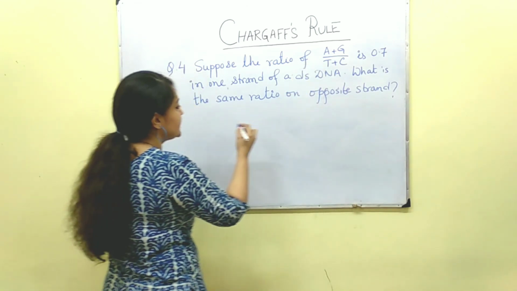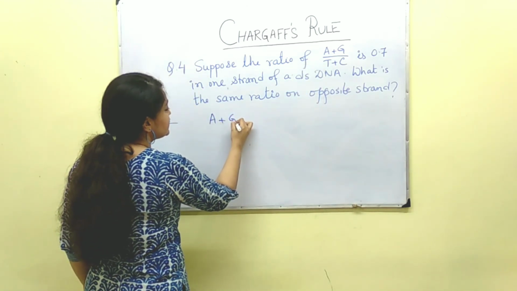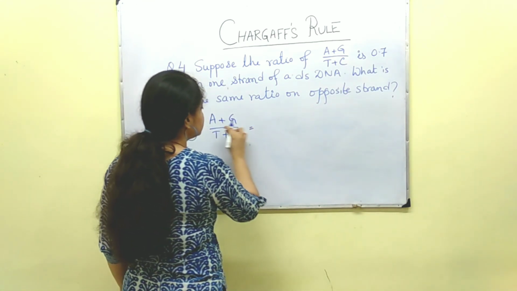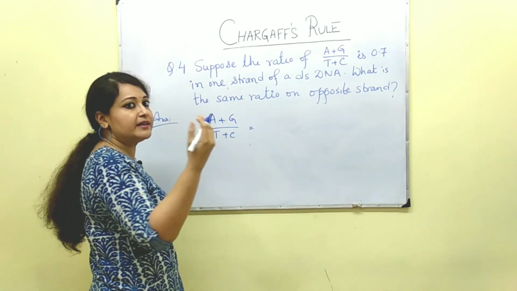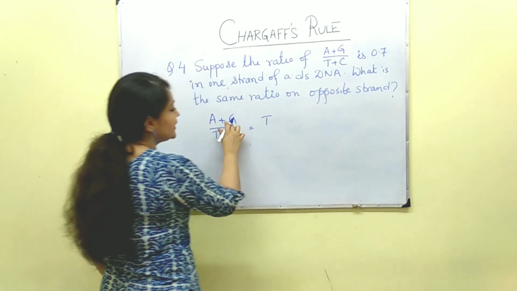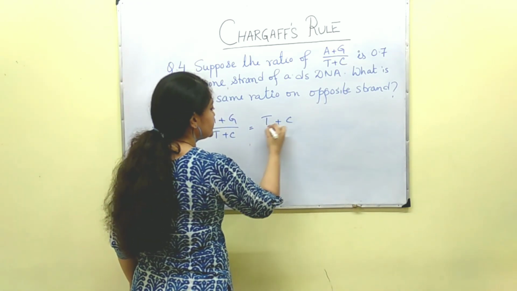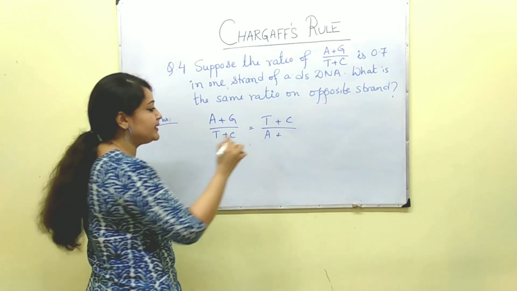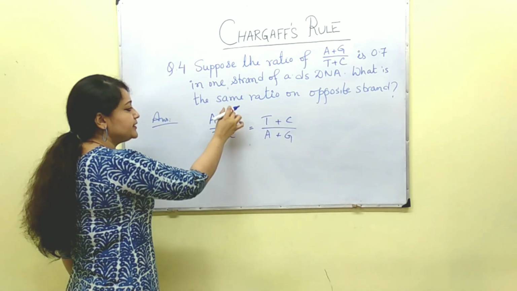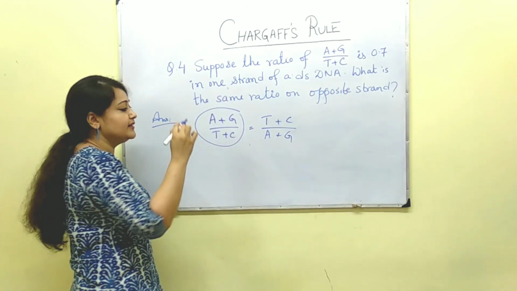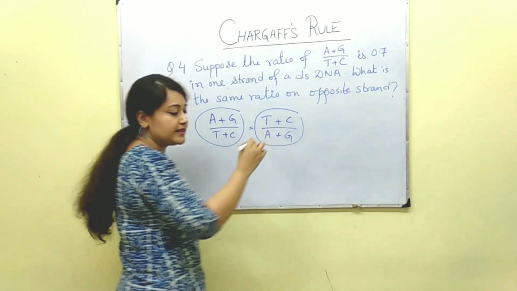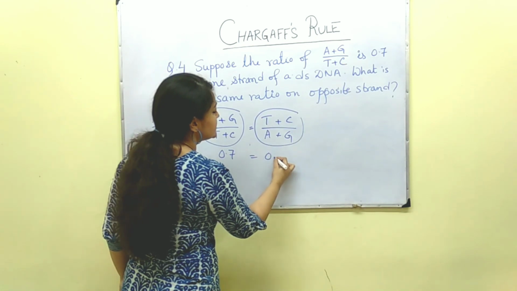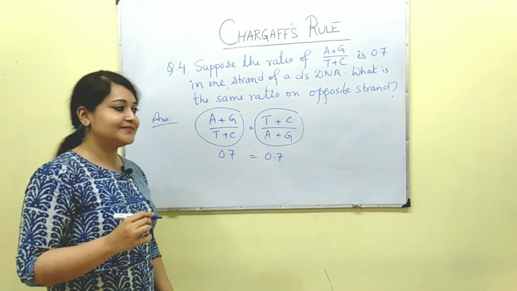Now, if one strand has this ratio, that is A plus G by T plus C, the opposite strand will have the ratio that is: adenine's complementary base would be thymine and guanine's complementary base would be cytosine. Then thymine's complementary is adenine and cytosine's complementary is guanine. So, if this is present in one strand, the complementary strand will be this, and if this ratio given is 0.7, so this is obviously 0.7, right?